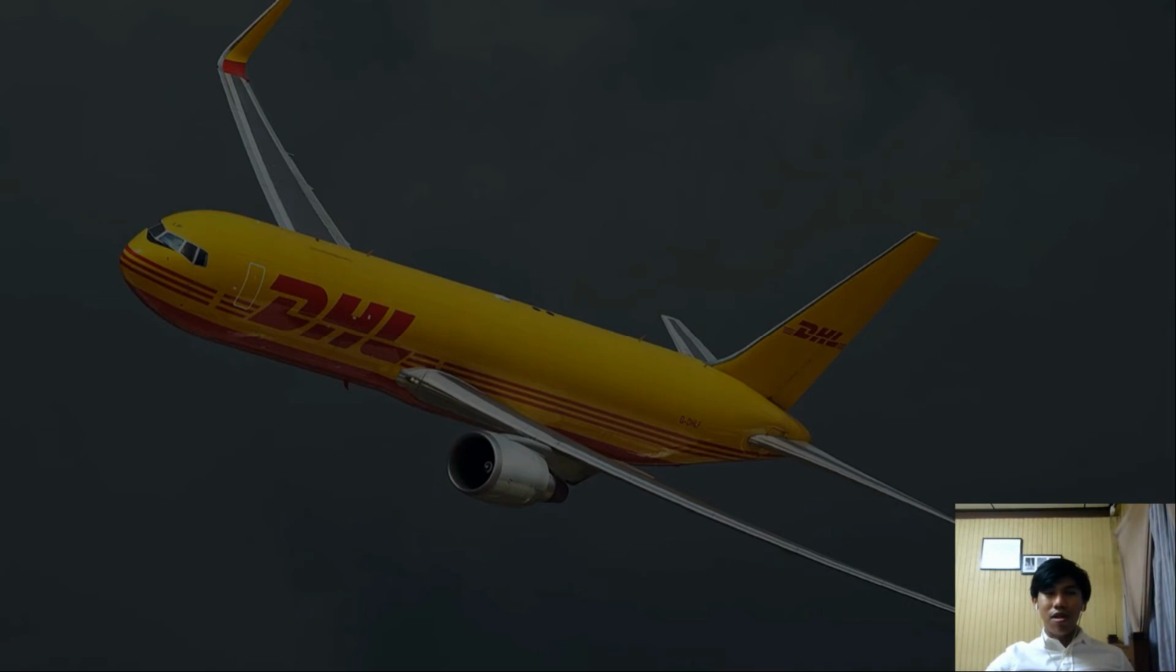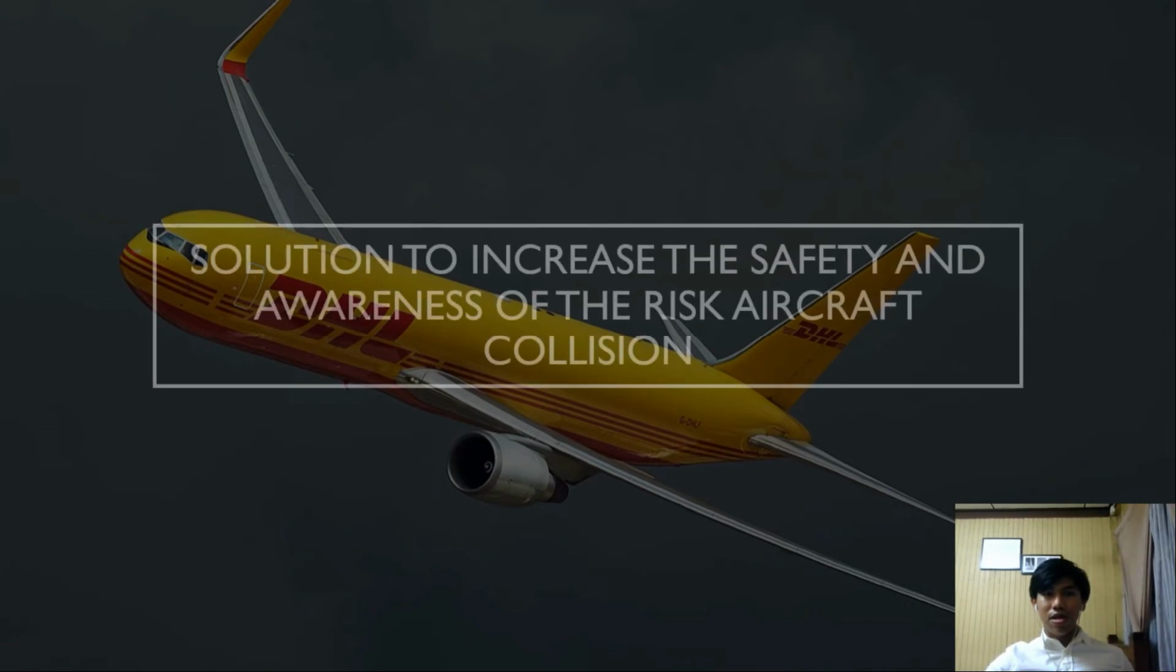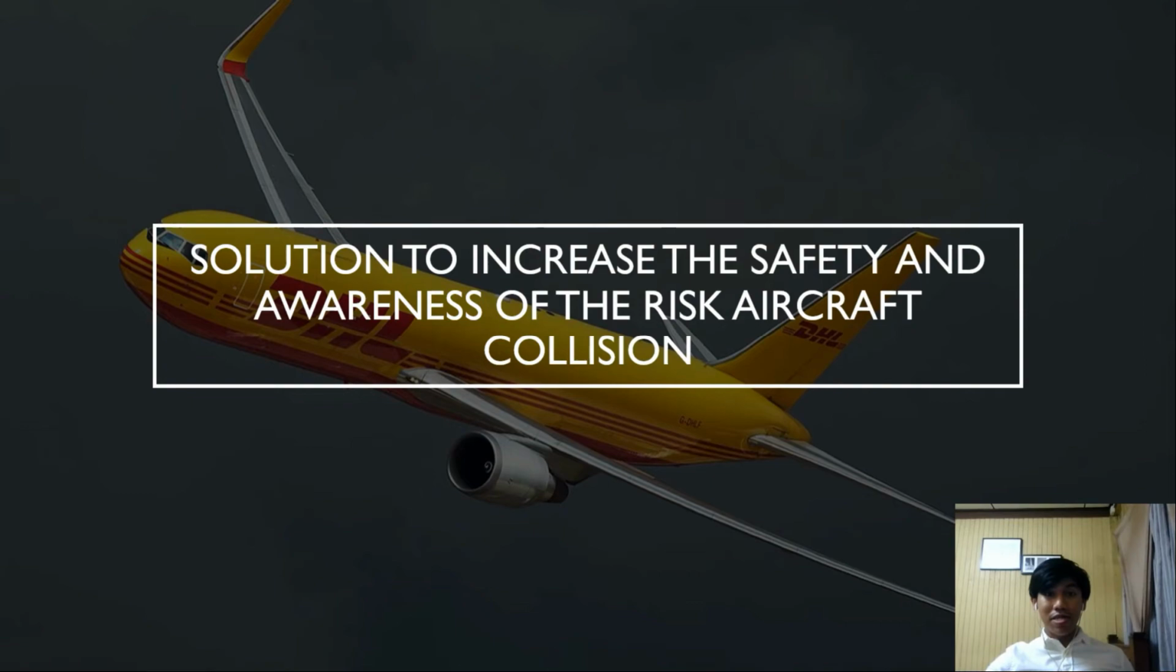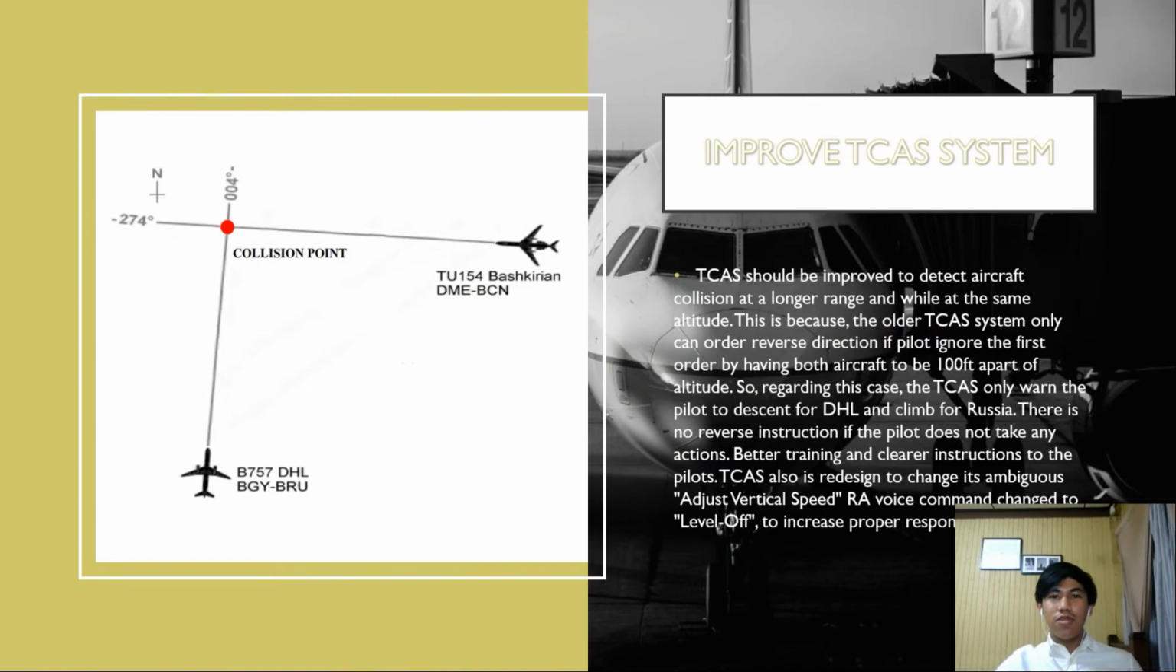Assalamualaikum warahmatullahi wabarakatuh. Today, I would like to present the solution to increase the safety and awareness of the risk of aircraft collision. I have two important points to increase the safety of the aircraft. The first one is to improve the TCAS system.